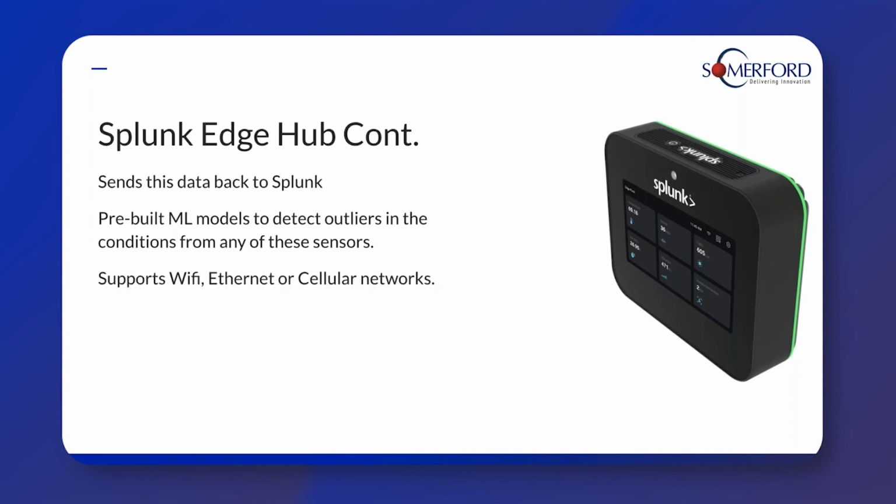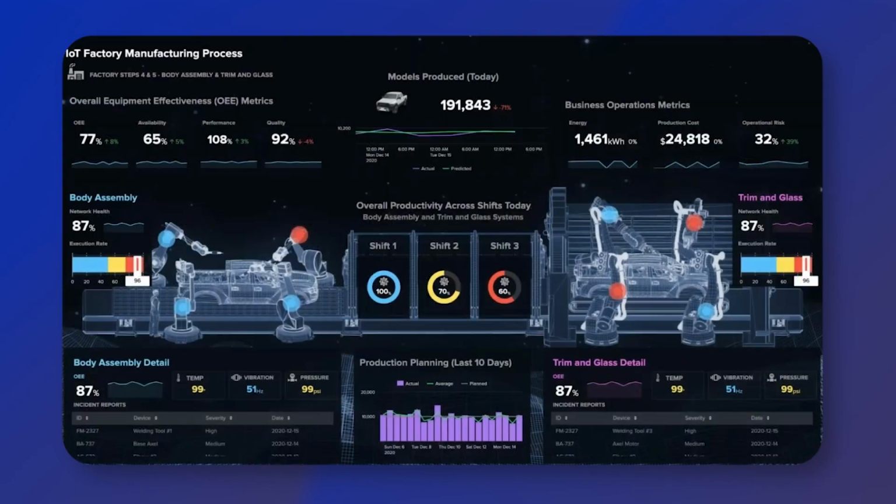It supports Wi-Fi, Ethernet, cellular networks, so getting it from some of the most remote areas can be really key as well, using cellular networks or anything else to send that data back. And so what you can then do is visualize it a bit like this, right?